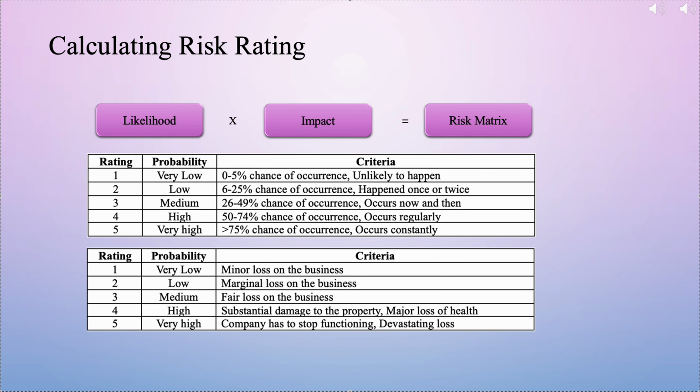Impact. This measures the severity of the consequences if the risk materializes. This also is rated from 1 to 5. A 1, very low, means a minor loss to the business. A 5, very high, signifies a devastating loss, potentially causing the company to cease functioning. For instance, a major fire hazard could have a very high impact, leading to substantial damage and potential health risks.